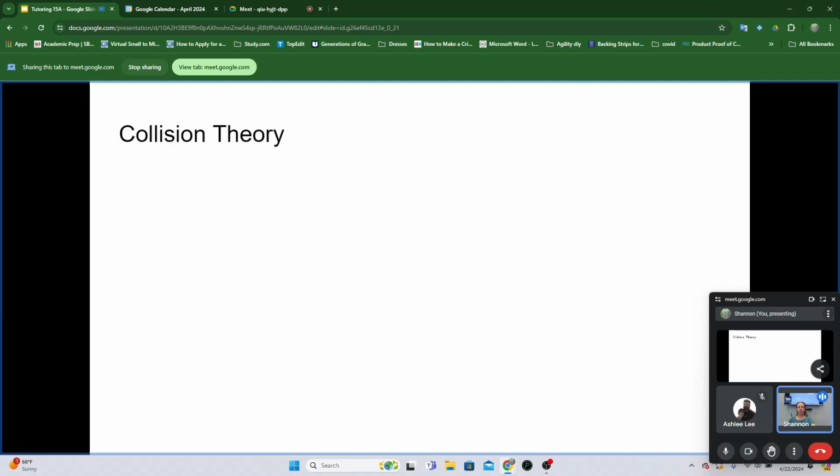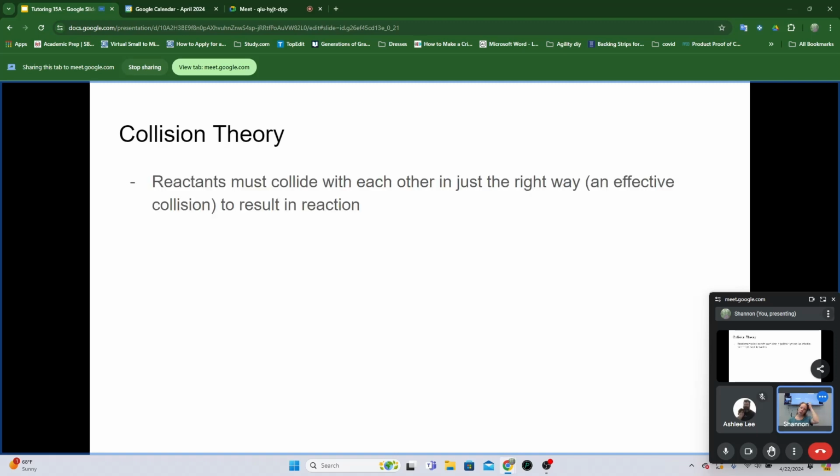Okay, and all of this is because of collision theory, okay? And that theory states that in order for a reaction to occur, the reactants must collide with each other in just the right way, okay? So let's say I have this reactant that looks like this. And if it hits here, it doesn't react. If it hits here, it doesn't react. If it hits here, it does, okay? So it has to collide in just the right way and with just the right amount of force, okay? And that's called an effective collision.